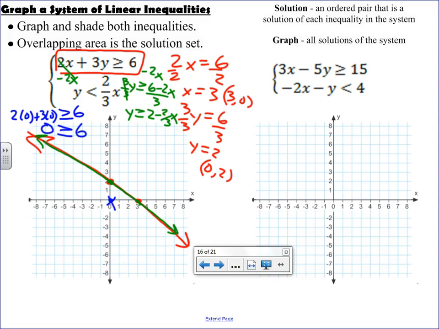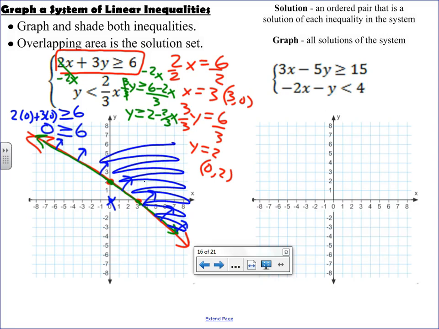So now, since I have two inequalities, I'm just going to draw an arrow now showing where this side will be shaded. Okay. If I want, I can shade that whole thing. I like to draw arrows myself, but I'm just going to shade it all in for now. Next, let's take a look at the other line. I'm going to graph that one in black here, so it's a little bit different.